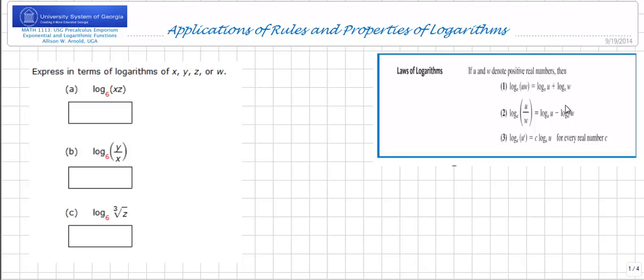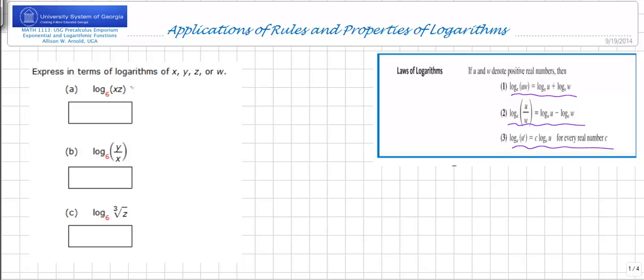Hi everyone. Now that we've covered the laws of logarithms, you see them recapped in the box to the right of the screen. Let's talk about how to express things in terms of single logarithms. For example, if you have the log of a product, that converts to the sum of the logs. The log of a quotient is the difference of the logs. And the log of somebody to a power is the power times the logarithm.